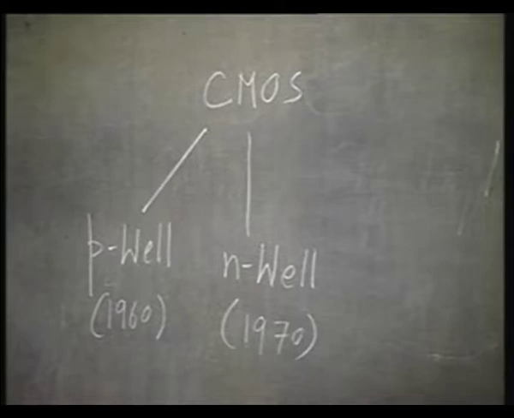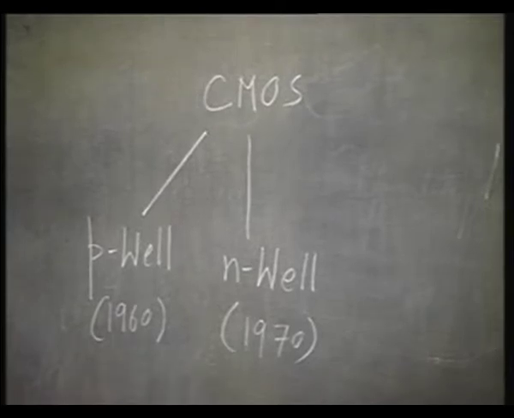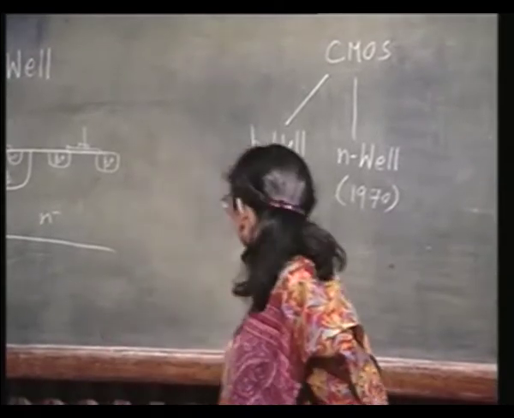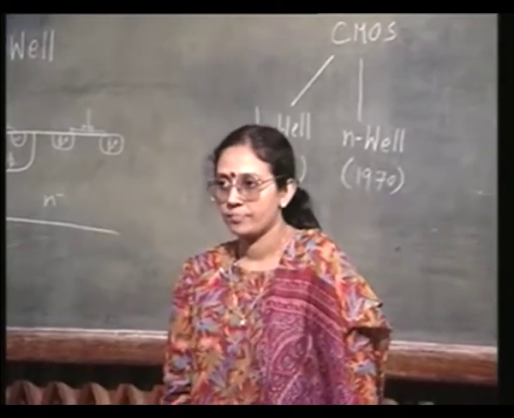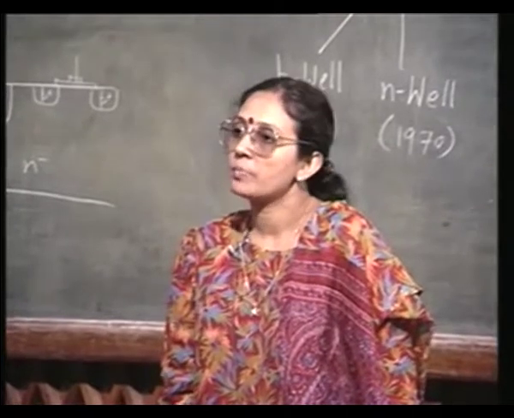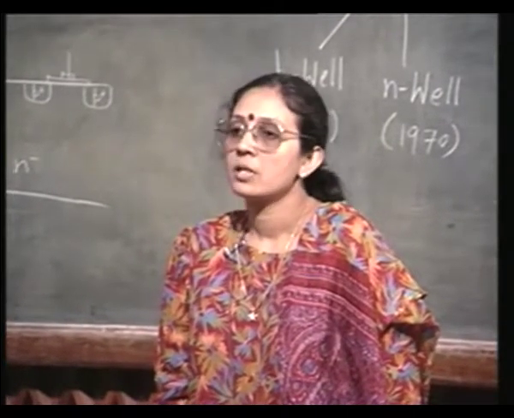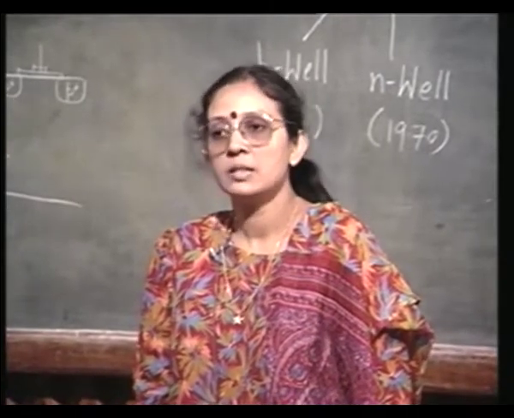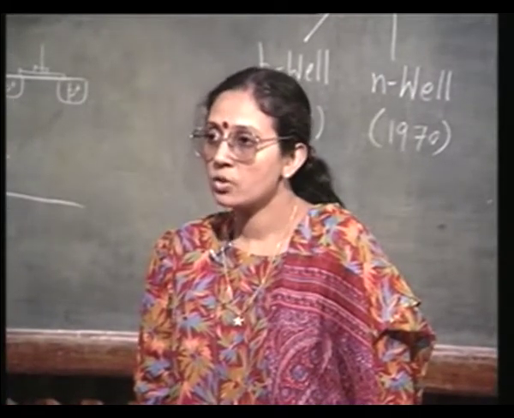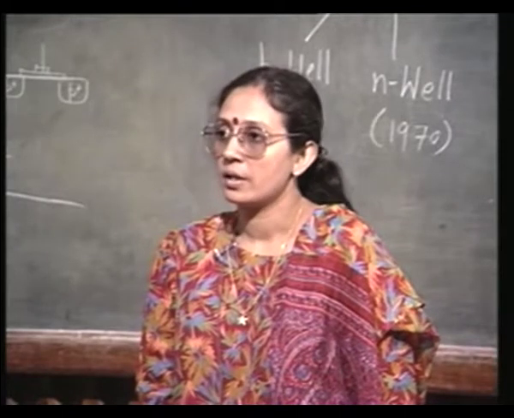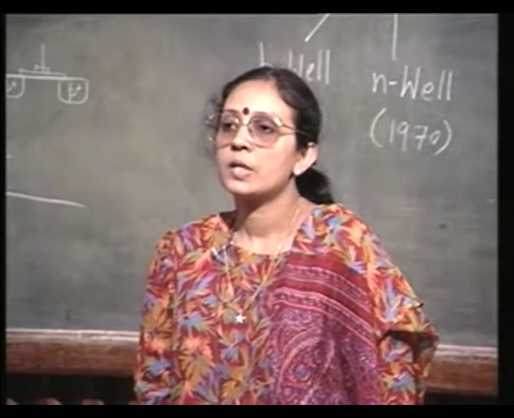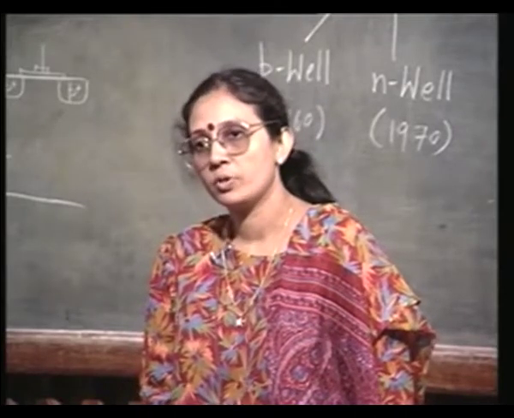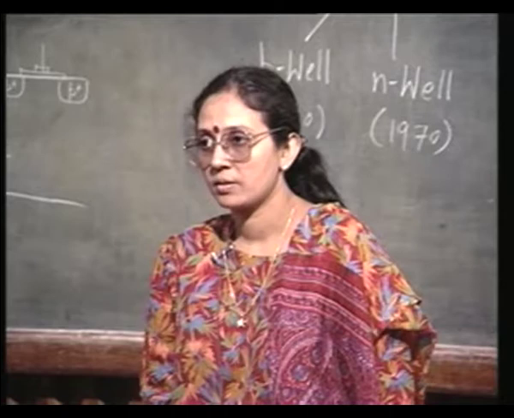Okay. But in both cases, what was the problem? The problem is, you see, let us take the NOL case. Okay, you started with a p-type substrate and you have doped an N region in that. So, the N region doping concentration is higher. Okay. So, it became more and more difficult if you want to match the threshold voltages of the two devices.